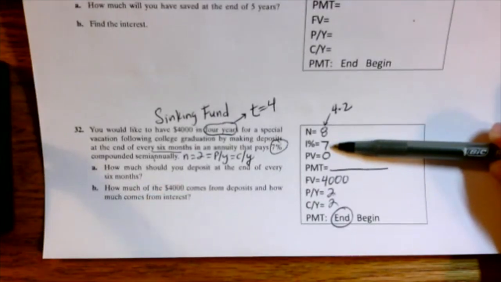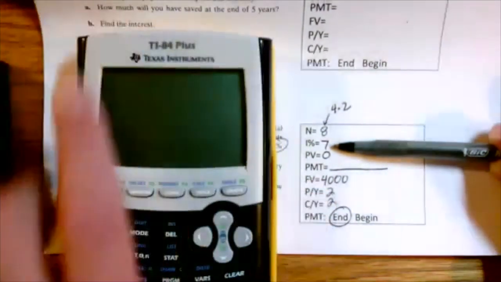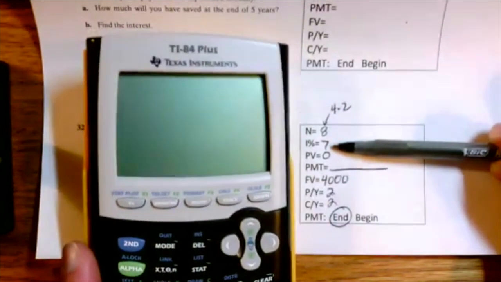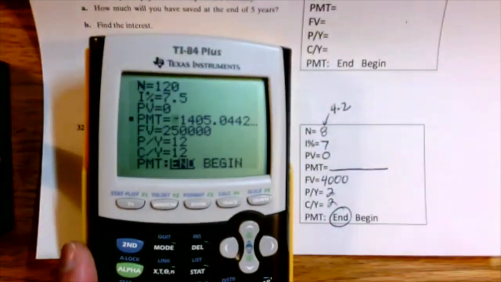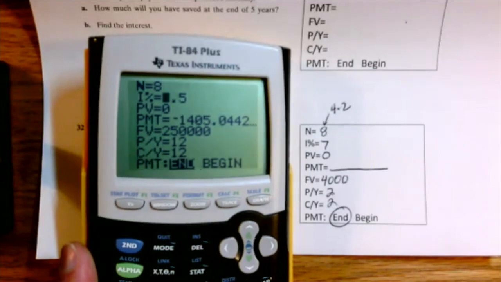They'll be a little bit less than $500 because you'll be earning some interest to go along with whatever you put in there. So expect that this payment, and this is the reasoning you want to go through, expect this payment to be a little bit less than $500. And to get it exactly, we use the TVM solver.